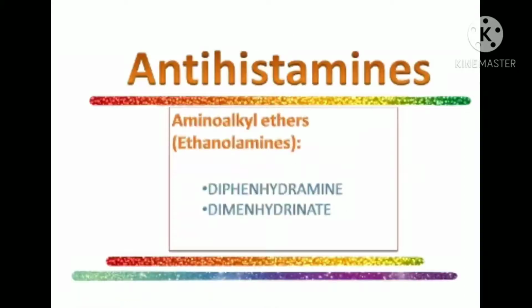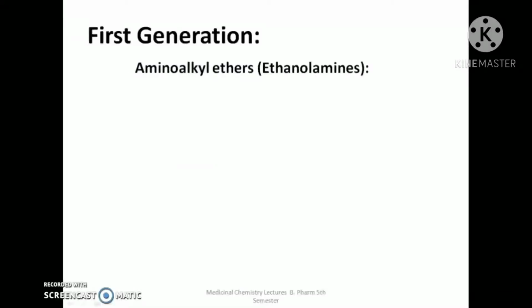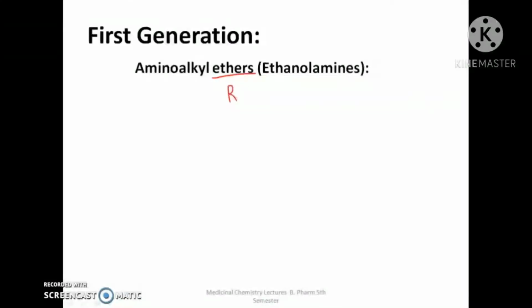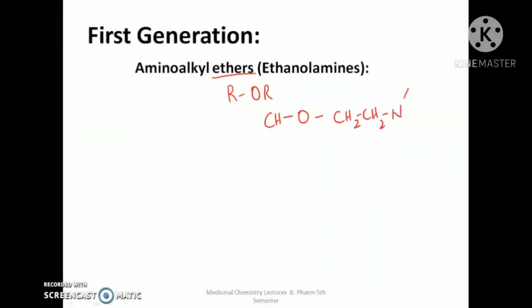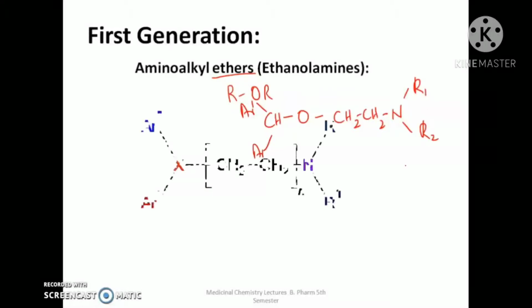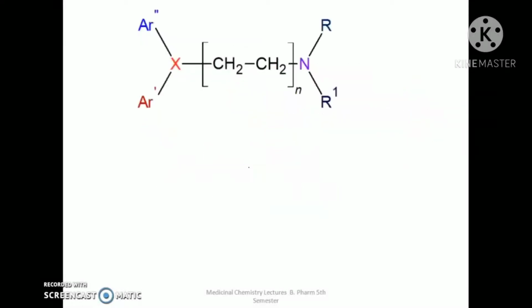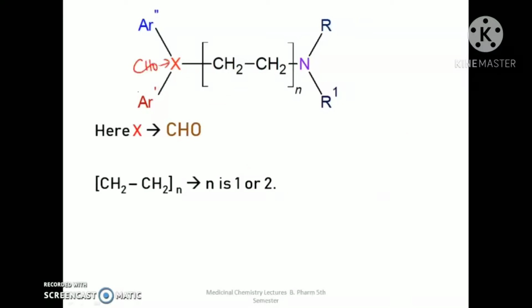Next, we shall discuss in detail the first generation antihistamines. First, we'll see about amino-alkyl ethers or ethanolamine derivatives. I'll discuss the chemistry and synthesis of diphenhydramine. Talking about the chemistry of amino-alkyl ethers, they have a general structure R-O-R. They can also be considered as ethanolamine derivatives. We have seen the general structure of all antihistamines, and in the case of amino-alkyl ethers, the connecting atom is CHO. So the oxygen atom is connected to the ethyl chain.